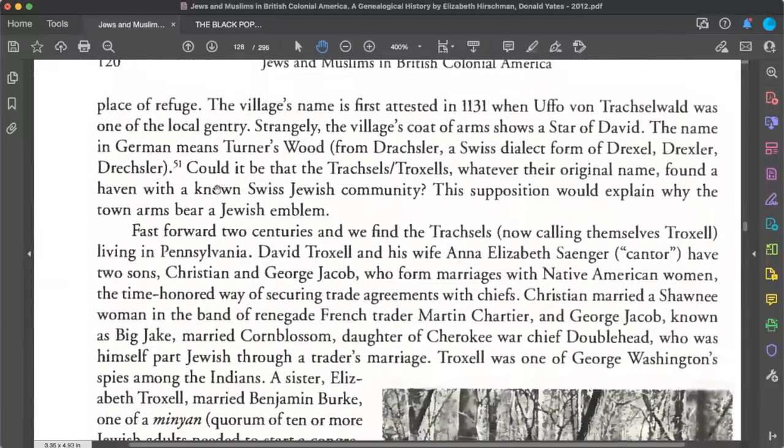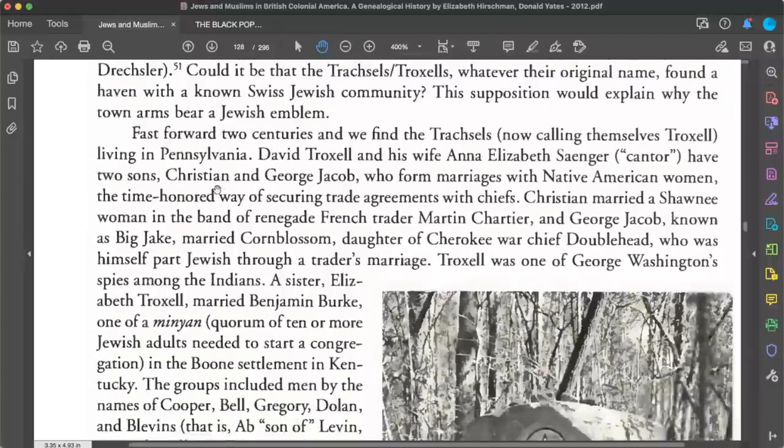The village name is first attested in 1131 when Ufo von Traschelwald was one of the local gentry. Strangely, the village's coat of arms shows a Star of David. The name in German means Turner's Wood, from Dreschler, a Swiss dialect from Drexel, Drexler, Dreschler. Could it be that the Traschels or Troschels, whatever their origin name, found a haven with a known Swiss Jewish community? This supposition would explain why the town arms bear a Jewish emblem.